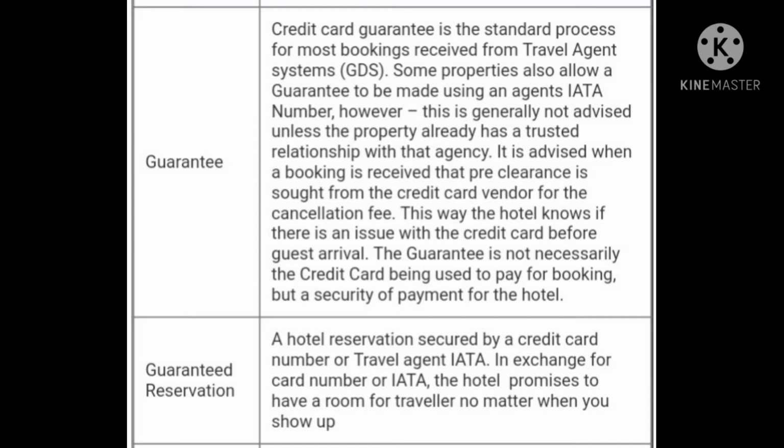Next is the guaranteed reservation. A hotel reservation secured by a credit card number or travel agent IATA. In exchange for the card number or IATA, the hotel promises to have a room for the traveler no matter what, no matter when you show up.